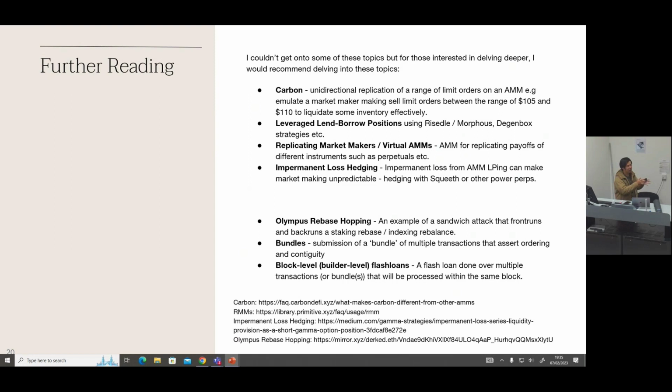I've listed some links for that, and you can see how exactly you can front run and back run a transaction. You can also look at bundles, and there are also block level flash loans that you can look at. But that's pretty much it.